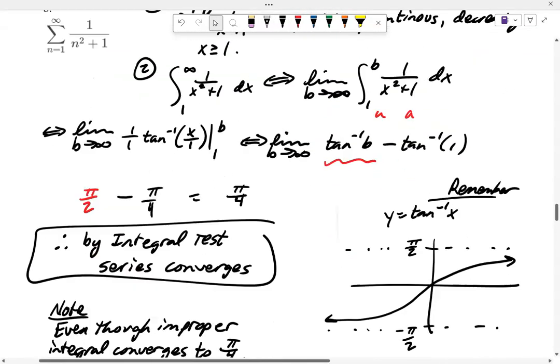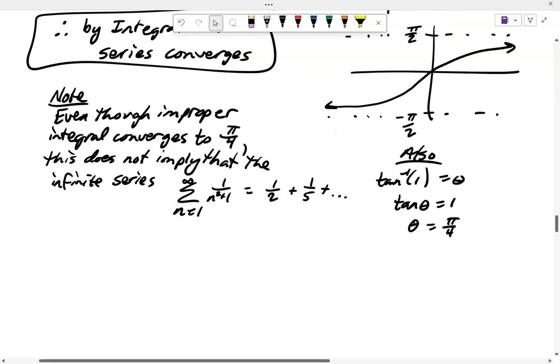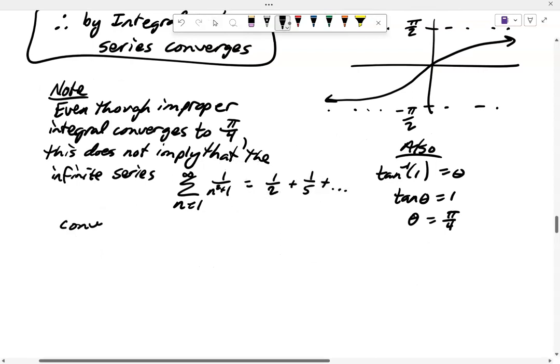it was, what was it, 1 over n squared plus 1, right? Because this would be 1/2 plus, if n is 2, 1/5 plus and so on. That does not imply that the infinite series converges to pi fourths, because your n is just your natural numbers. Again, think to yourself that the integral is over all real numbers. With the series, you've got the natural numbers there. So that's not implying that. Don't make that assumption.